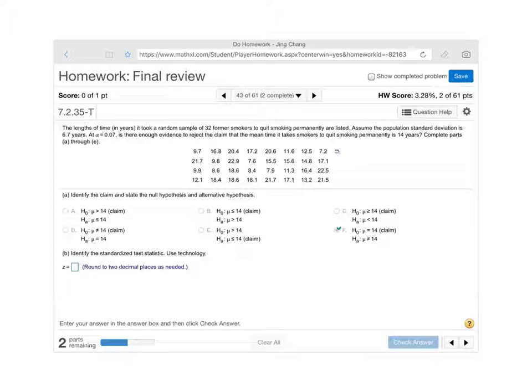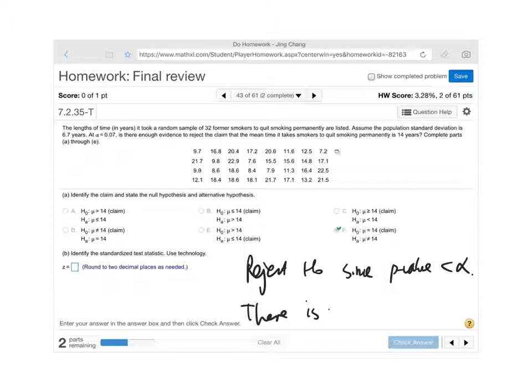So I'll just use that answer to explain this problem. The p-value I got here from a similar problem is less than 0.07. So I'll say reject H0 since the p-value is less than alpha, and the claim is H0, so there is enough evidence to reject the claim, because the claim is H0. If you reject the H0, you reject the claim. They're the same thing.